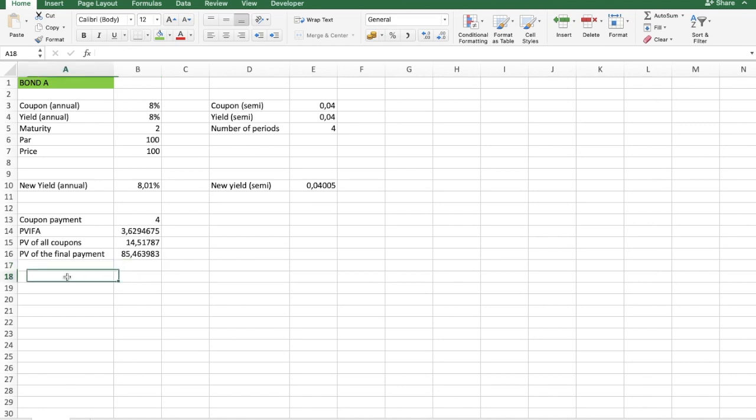All we have to do is to sum up the present value of the coupons plus the present value of the final payment to get the new price of bond A. So the coupons plus the final payment. So see, when the yield to maturity was equal to 8%, the price was equal to $100. Now that the yield has increased by 1 basis point, the price has decreased and moved from $100 to $99.98.